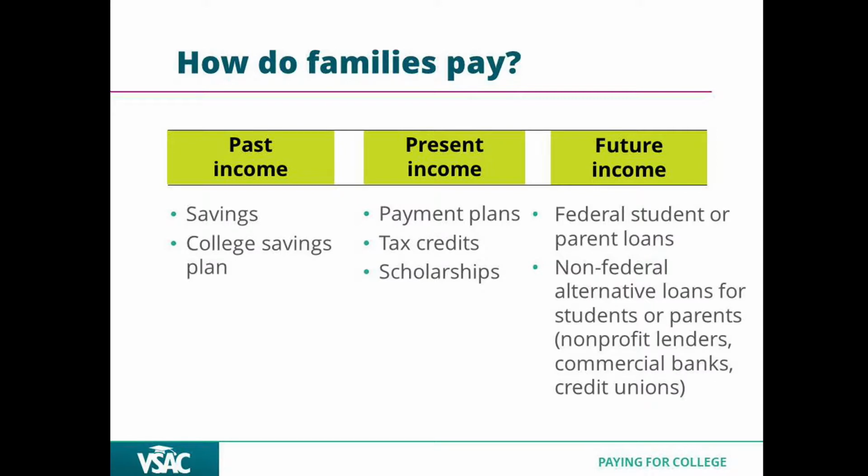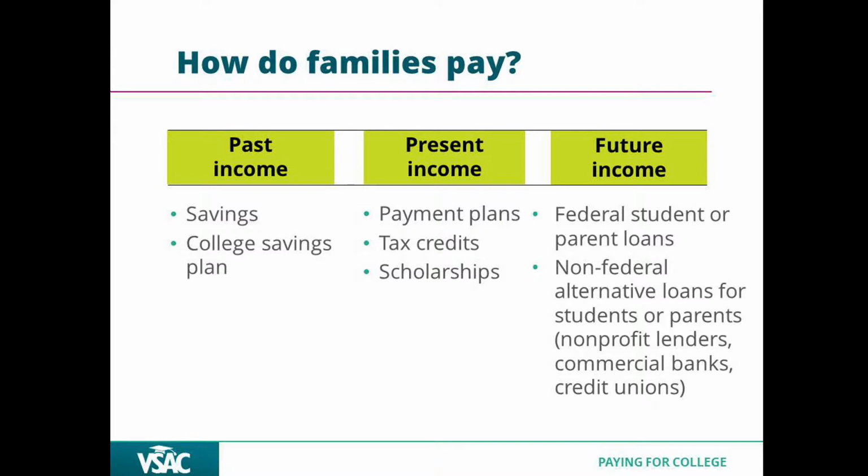Future income is basically borrowing, and so parents or students could borrow federal loans and agree to pay those back, or they could also have other borrowing options such as non-federal alternative loans that students or parents can borrow through nonprofit lenders such as VSAC, commercial banks, or credit unions. Additionally, families may have other borrowing options that we aren't exploring here, but they should look into all the possibilities.